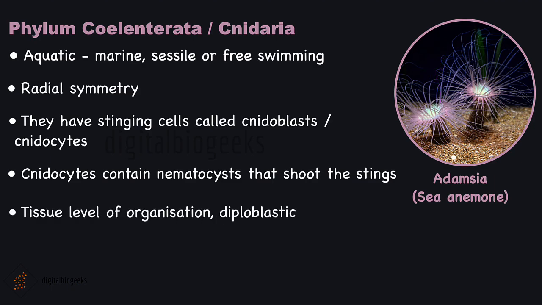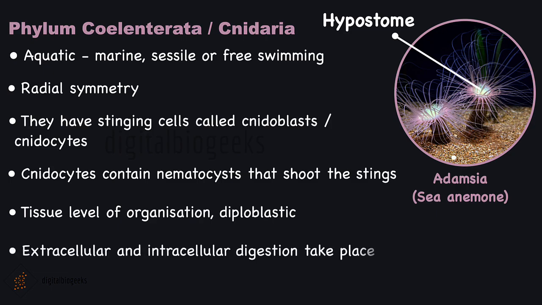They have a tissue level of organization. They are diploblastic organisms with embryonic layers, ectoderm and endoderm. They have a gastrovascular cavity with a mouth called the hypostome. They carry out extracellular and intracellular digestion. Extracellular digestion happens outside the cell and intracellular digestion means the digestion happens inside the cells.